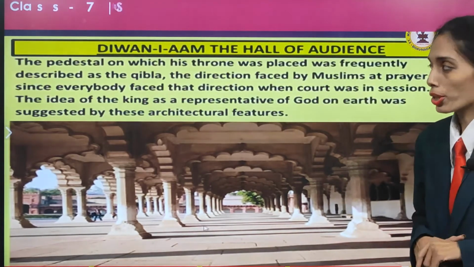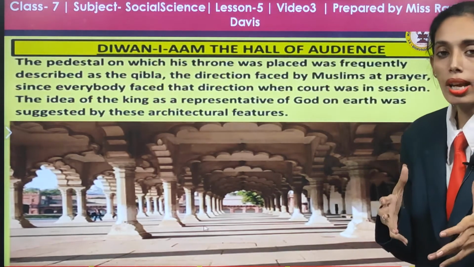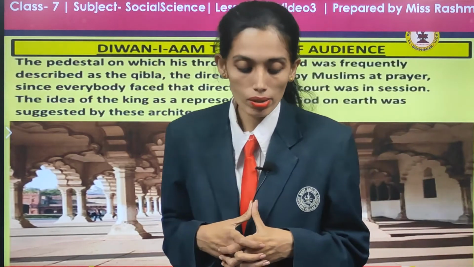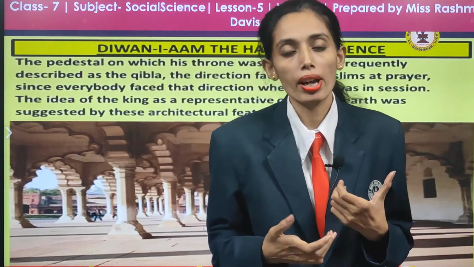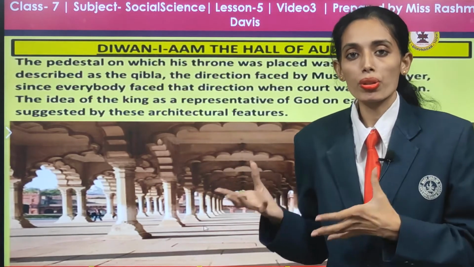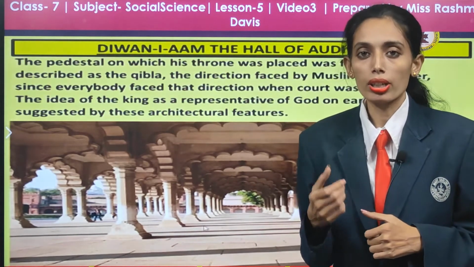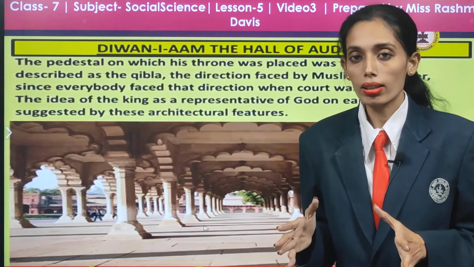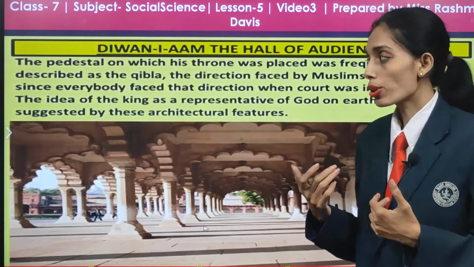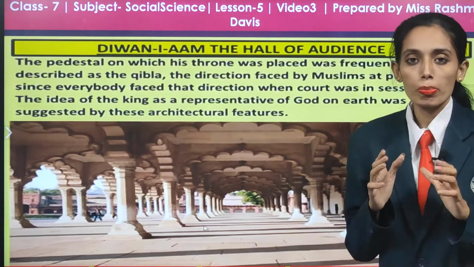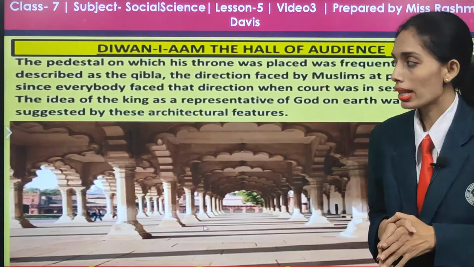The pedestal on which his throne was placed was frequently described as Qibla. Qibla is the direction where Mecca is. For the Muslims especially, they go for the clarifying of their sins. So they bow down to the west side, where Mecca is in the west direction, and Muslims believe the Qibla is the main area where the people will bow down for prayer. At home also they have this place, and they bow down to the west side, believing that God is present over that place.